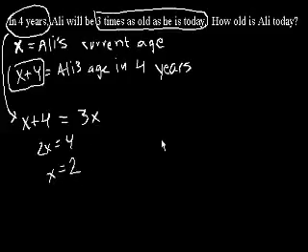That makes sense, because if he's 2 today, in 4 years he's going to be 6, which is going to be 3 times as old as he is today. So it all works out. Let's do another problem.